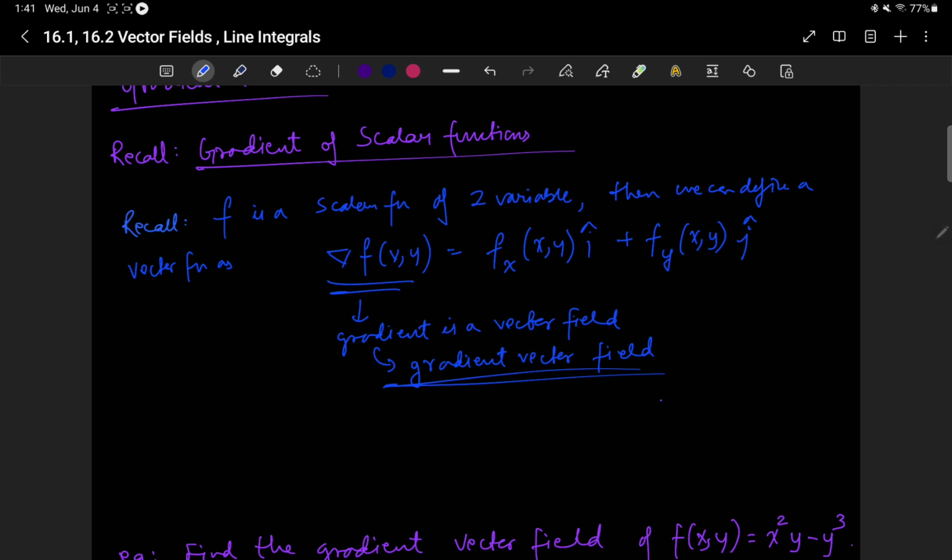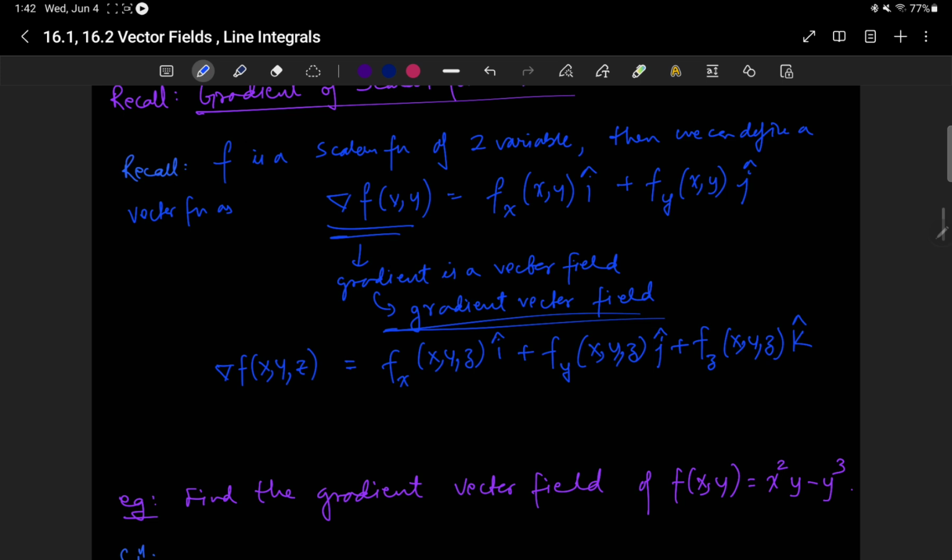In 3 dimensions, similarly, if you have a scalar function of 3 variables, then as you would expect, you would take the x, y, and z direction partials and assign the appropriate directions i, j, and k to them.